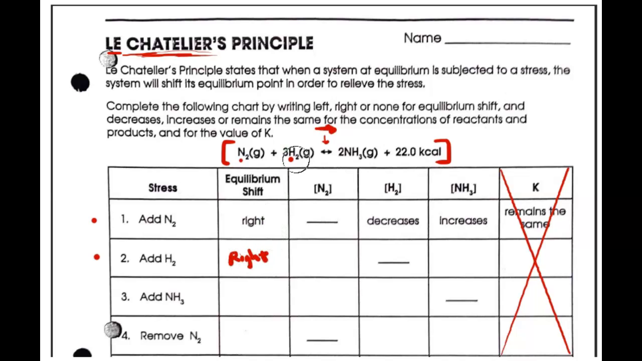I know it's going to shift to the right, because when we add stuff to the left, it's going to shift right, which means that if we're shifting right, the amount of N2 that's going to be produced is going to decrease, right? Because we're not going to be producing N2, we're going to be producing stuff on this side. So this is going to decrease. And again, H2, because we added H2, we don't need to talk about that one. And then for NH3, this is on the product side, we're shifting right of this arrow, so we know that it's going to increase.